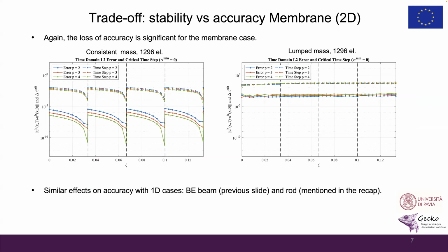A similar phenomenon emerges for the membrane problem also. Consistent mass preserves accuracy and lumped mass degrades it significantly. This pattern is similar across all cases, covering both 1D and 2D and both second and fourth order PDEs. The trade-off is a fundamental consequence of row-sum lumping in the immersed IJ setting, regardless of the problem type.